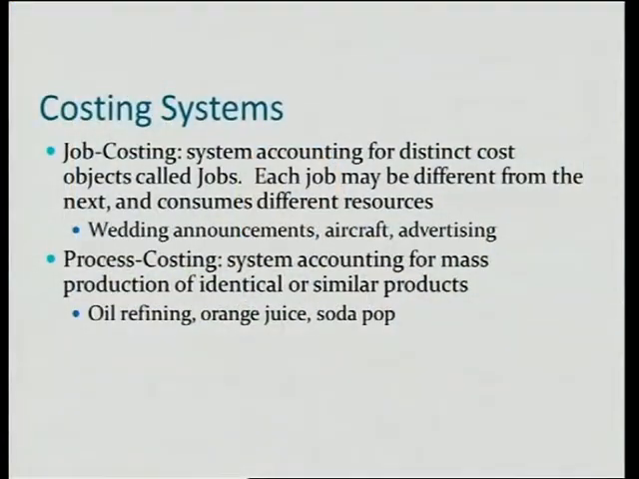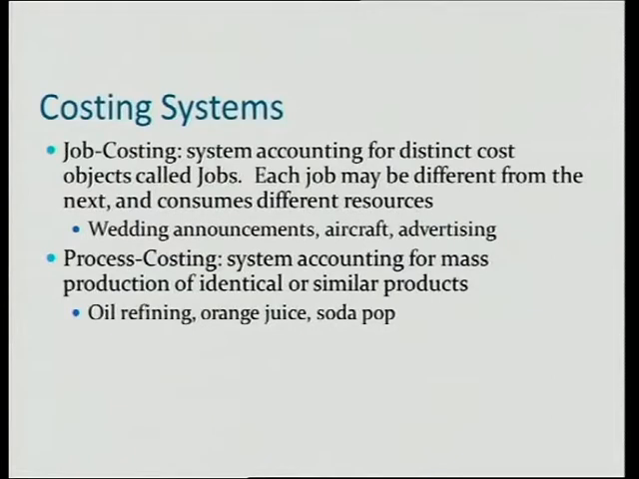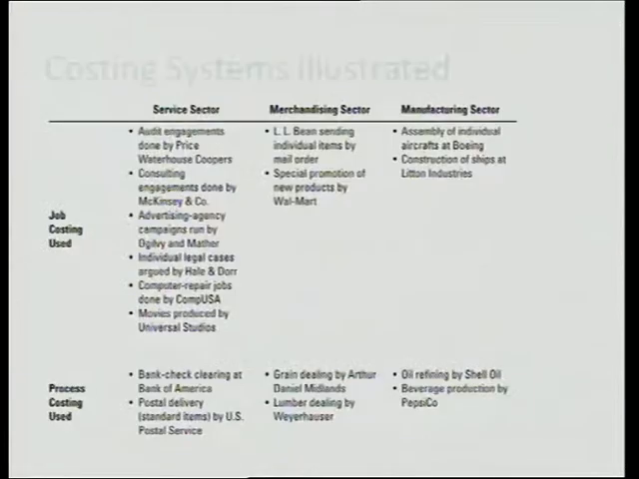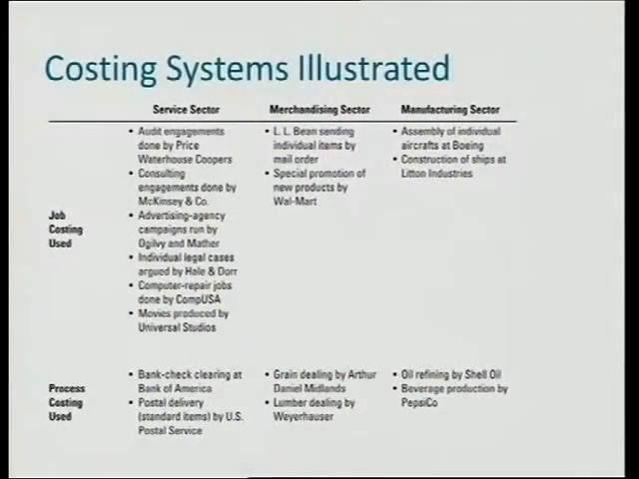Let's carry on. Process costing, system accounting for mass production of identical or similar products. So this could be a typical question to you. What would be applied to different types of product? Costing systems illustrated, job costing used. You can see there in the service sector, merchandising and manufacturing. As I said to you, this is not limited to only one sector and can be applied across the board. So you can have a look at those different examples.